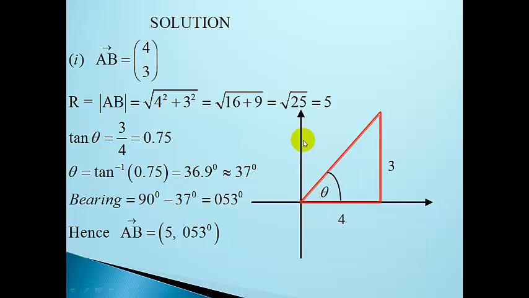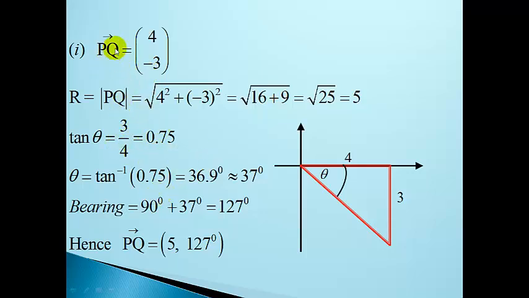Take note that bearings measure rotation from the north in the clockwise direction. Because we are in the first quadrant, how do we find the bearing? Bearing equals 90 degrees minus theta, and theta is 37 degrees. So we have 90 degrees minus 37 degrees, and the answer is 053 degrees, that is the same as 53 degrees. Hence, vector AB is equal to 5 at 053 degrees, where 5 is the magnitude and 53 degrees is the bearing. So this is the directional vector form of the vector AB.